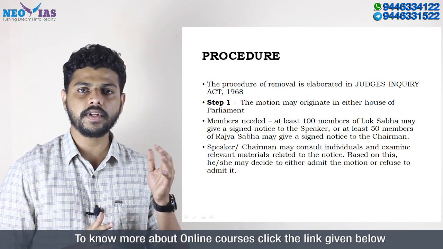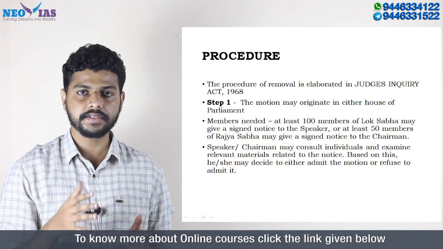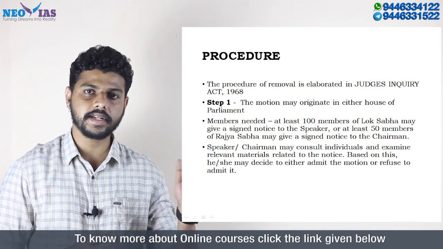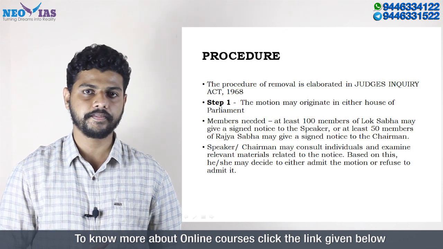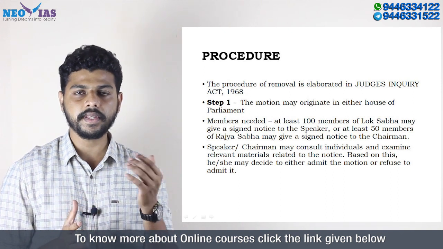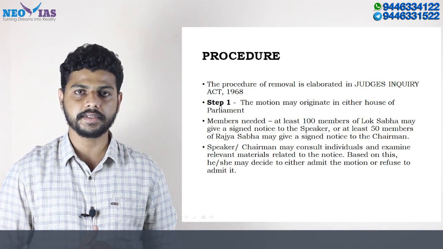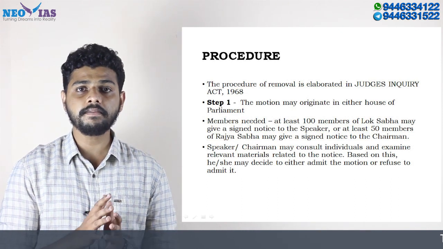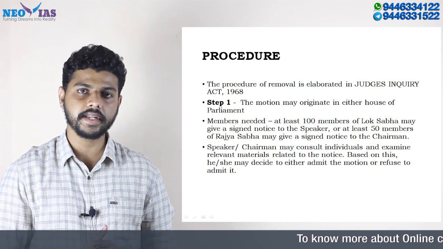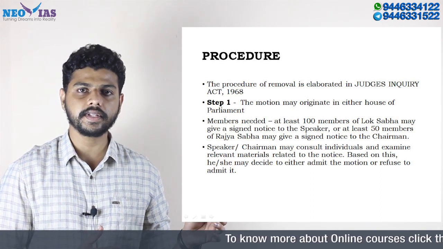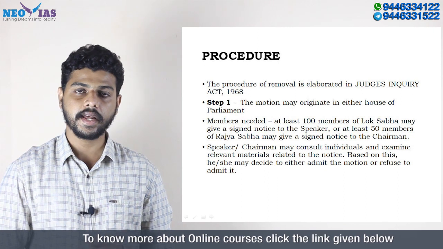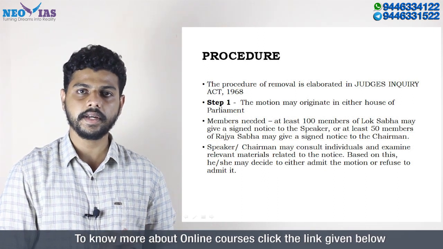The procedure of removal of a judge is elaborated in the Judges Inquiry Act of 1968. The various steps for the removal are clearly mentioned in the Judges Inquiry Act. So the first step is the motion itself. The motion may be originated in either house of the Parliament, in Lok Sabha or in Rajya Sabha. In the case of Lok Sabha, at least 100 members are needed and they may give a signed notice to the Speaker. And in the case of Rajya Sabha, at least 50 members are needed and they may give a signed notice to the Chairman of Rajya Sabha.